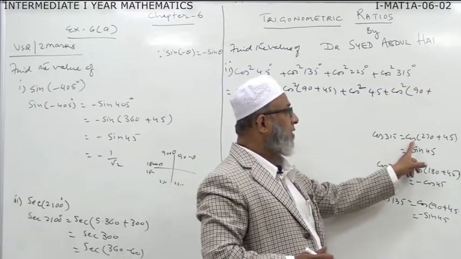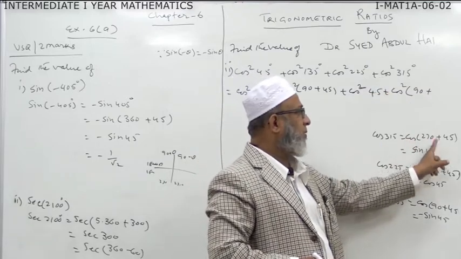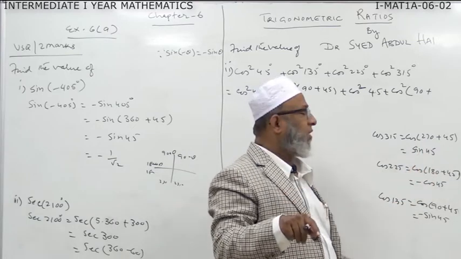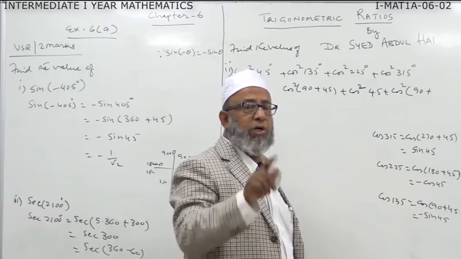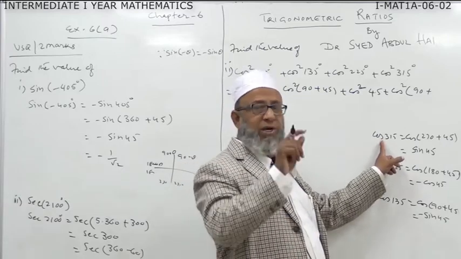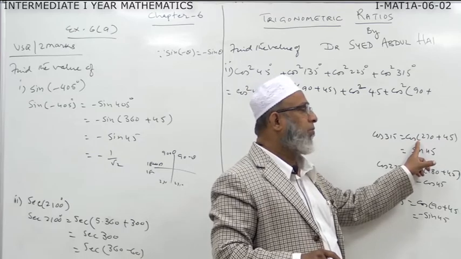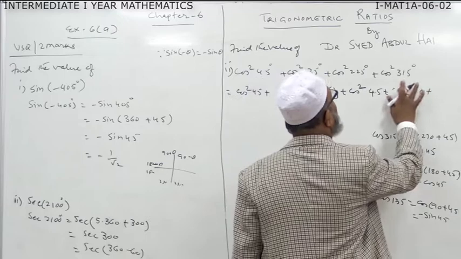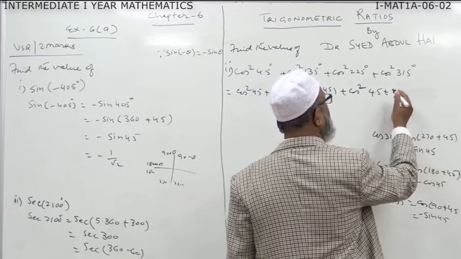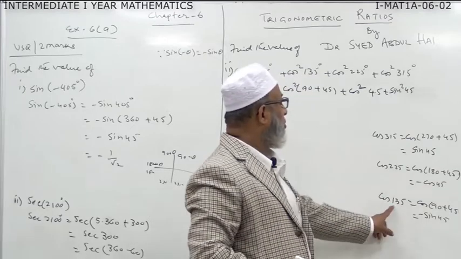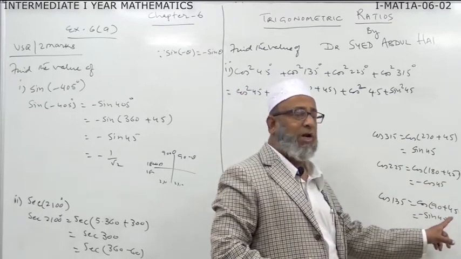315 can be written as 270 plus 45. 270 plus theta lies in the fourth quadrant. In the fourth quadrant, only cos is positive, so cos will be positive. Cos becomes sin. So in place of cos square 315, I can write sin square 45. Similarly, cos 135. 135 is equal to 90 plus 45.